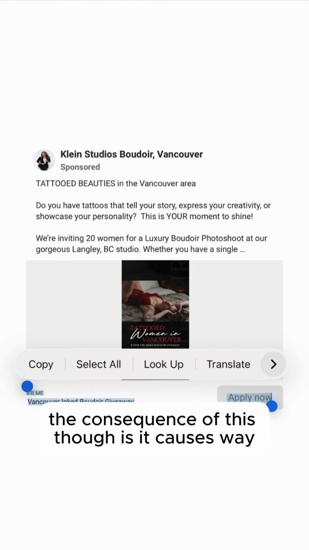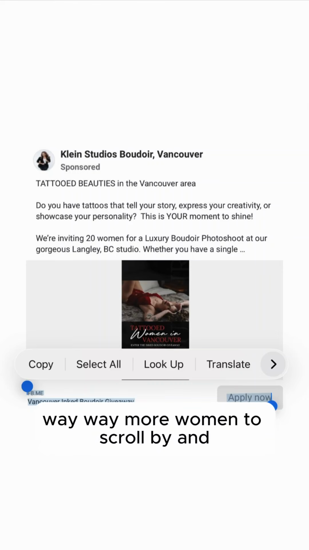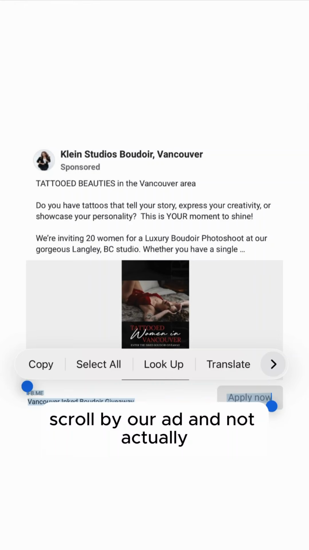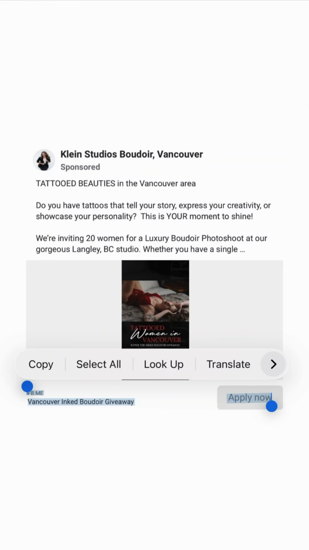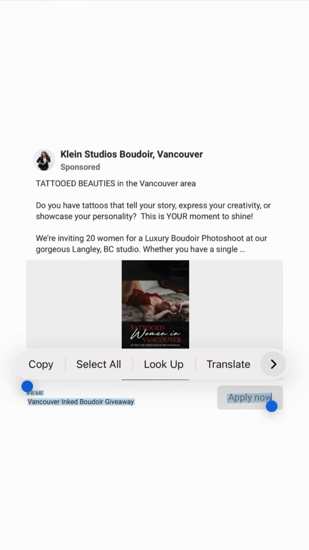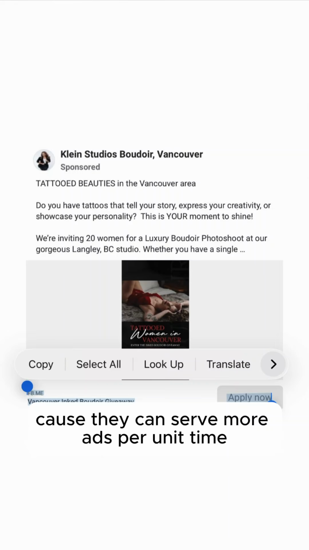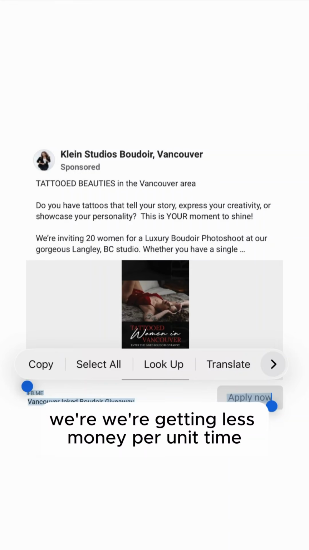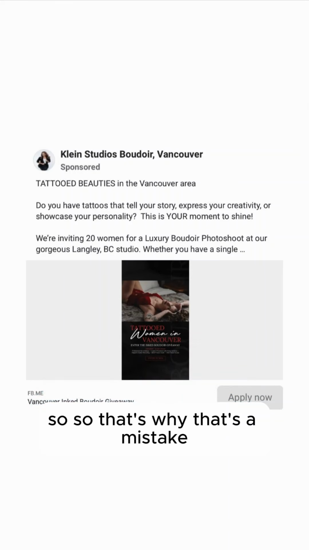The consequence of this, though, is it causes way more women to scroll by our ad and not actually click, so our ad never gets into their brain. But Facebook likes that because it can serve more ads per unit time. For us, we're wasting more money per unit time and getting less per unit time. So that's why that's a mistake.